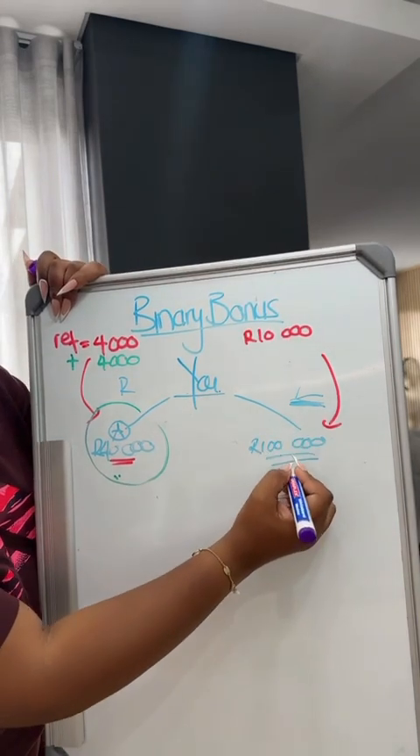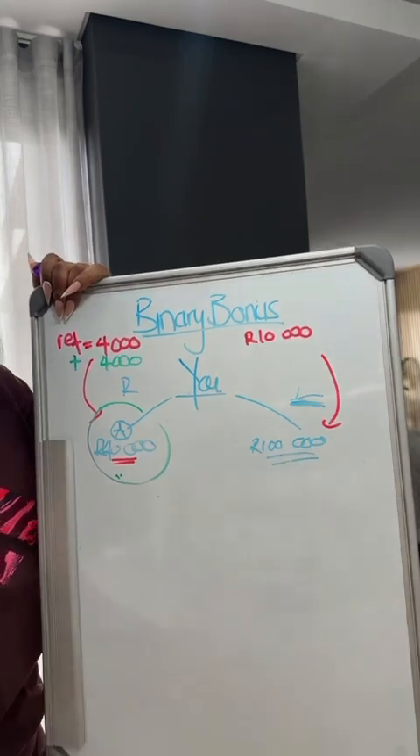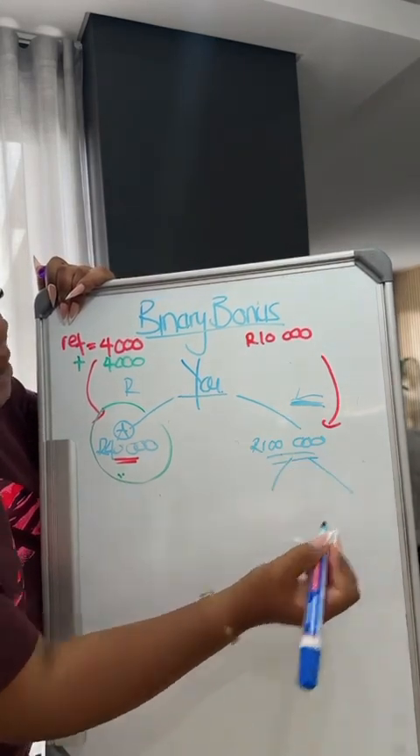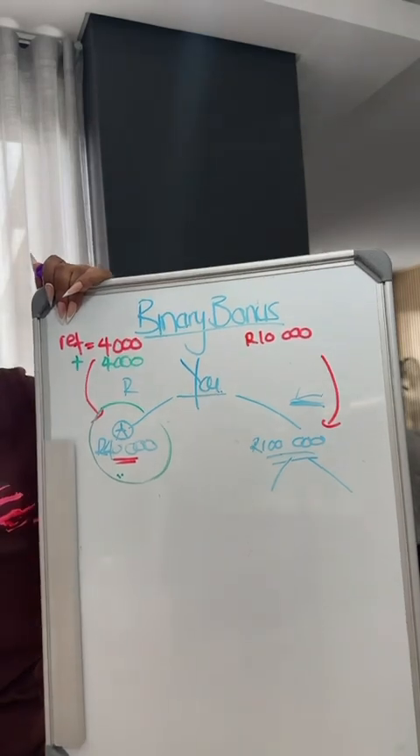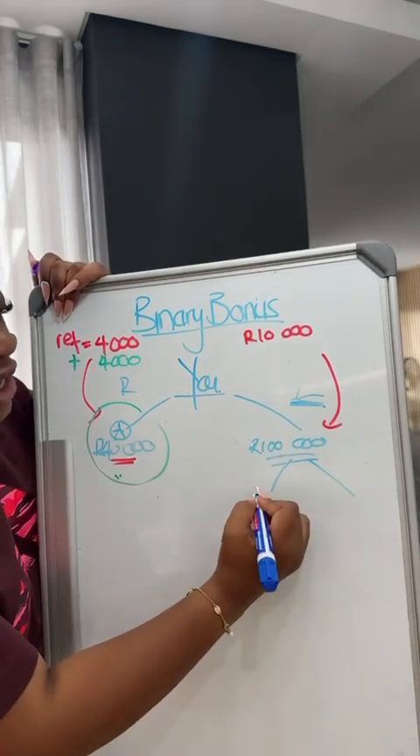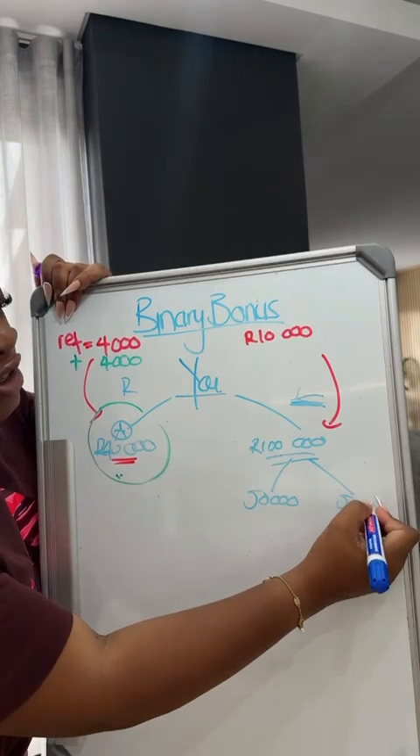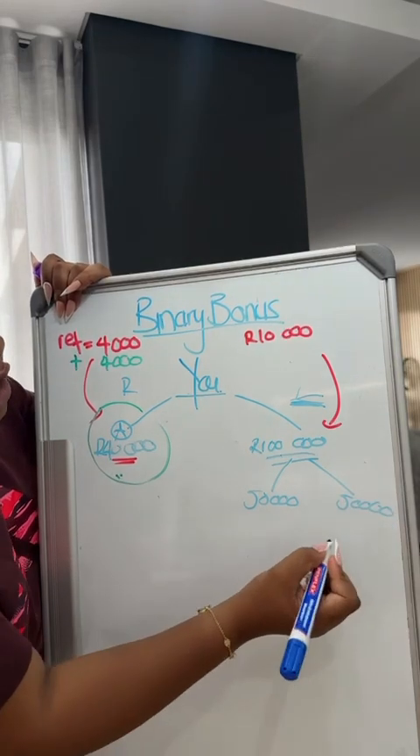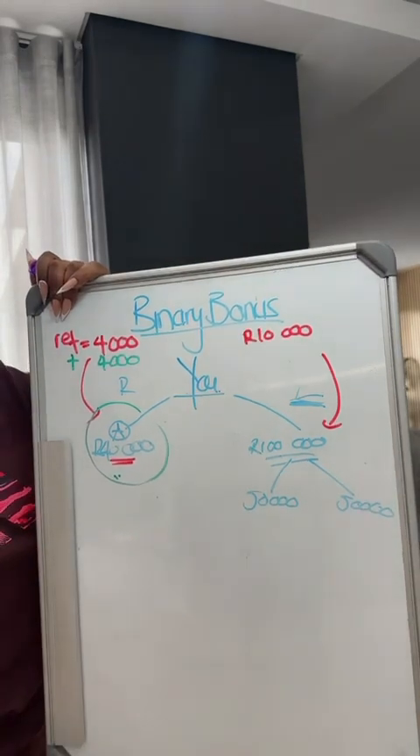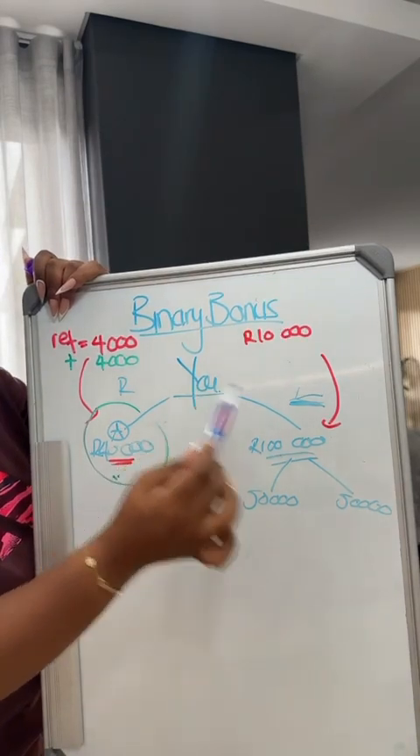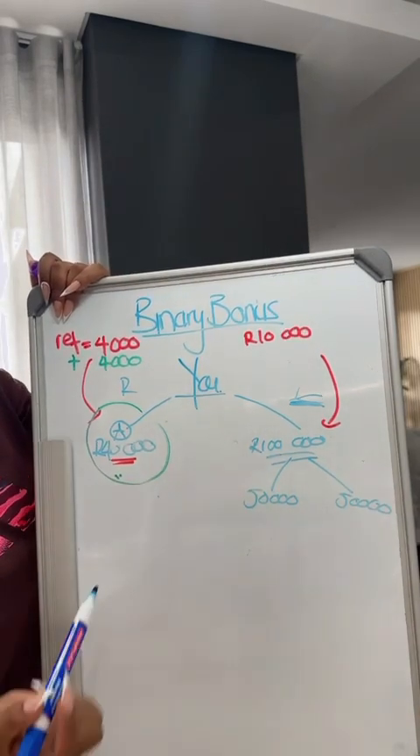Now, this 100K customer, let's say, brings in his own two clients. He brings in a client of 50,000, and another client on this side of 50,000. Now you are going to gain for the sales volume that has been brought in by your client, because ultimately this is your team.